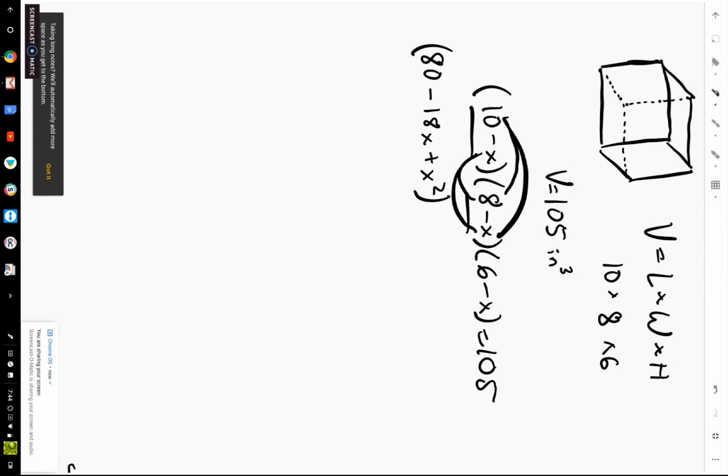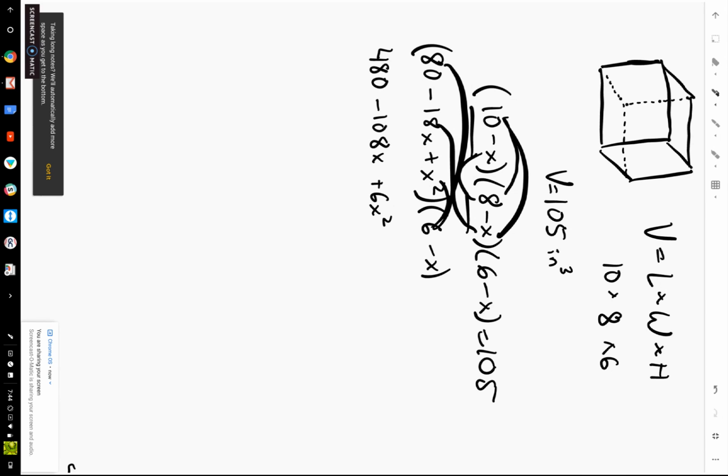And we're going to take that expression and multiply it by the 6 minus x. So this is just going to be a bunch of distributing. So we're going to distribute the 6 to each term over here. 6 times 80 is 480. 6 times negative 18x is negative 108x. 6 times x squared is 6x squared.